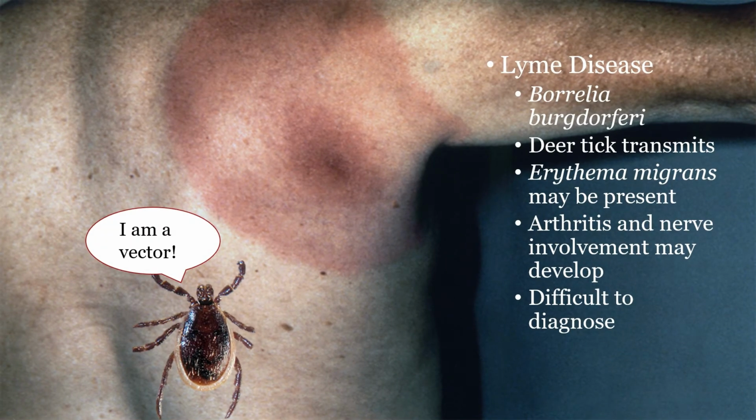Lyme disease is from the deer tick, which harbors the bacteria Borrelia burgdorferi. It has a distinctive target rash. It is treated with a course of doxycycline. Chronic Lyme disease is controversial.